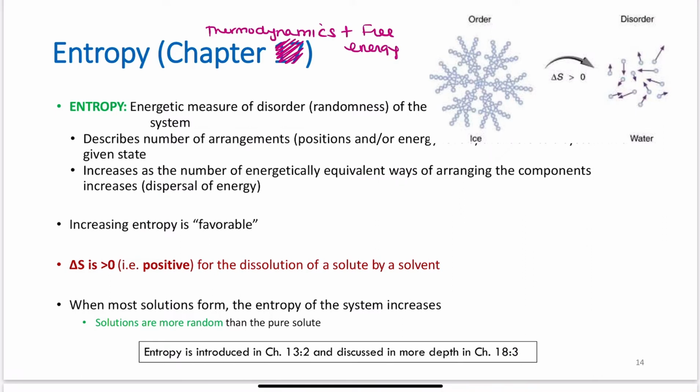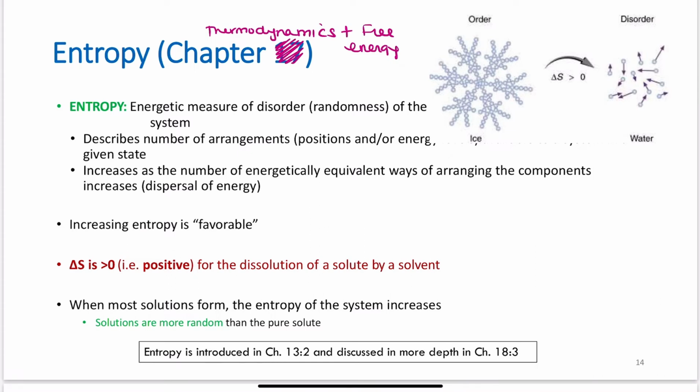Entropy, though, is a measure of the disorder or randomness of your system. I say entropy is a measure of the disorder. That's not completely incorrect, but it's not the best definition. The best definition of entropy is the number of microstates the system can exist in. But that leads to disorder or randomness. It's the number of arrangements, positions, and/or energy of a given state. So more positions, more energies of a given state, that leads to more disorder. That is positive entropy.